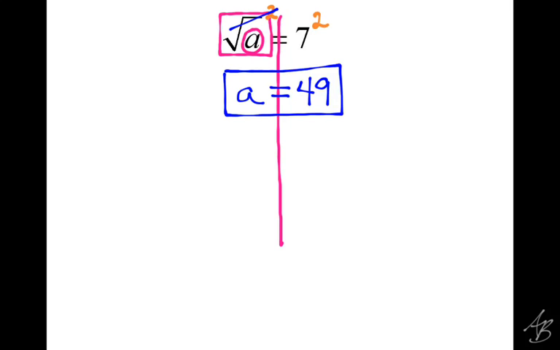Box any square roots. What else should we box? What other types of problems are we going to box besides square roots? Squares. So anytime it has a square or a square root, we're going to put a box around it because we need to get that thing by itself first. And then use those inverse operations. In this case, we're using the square to get rid of the square root.